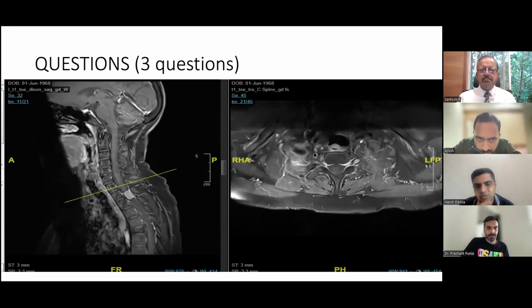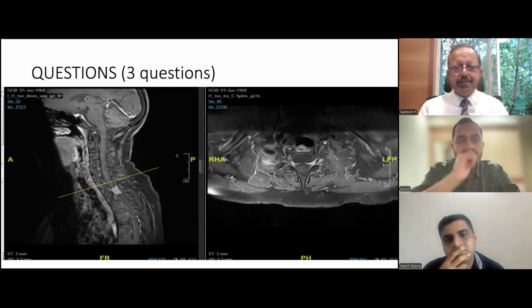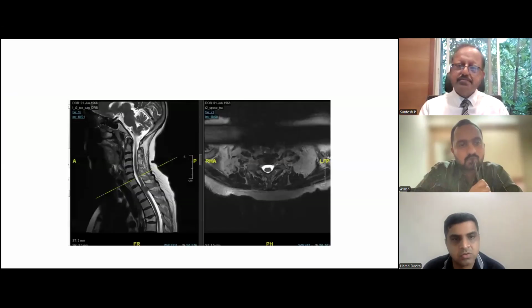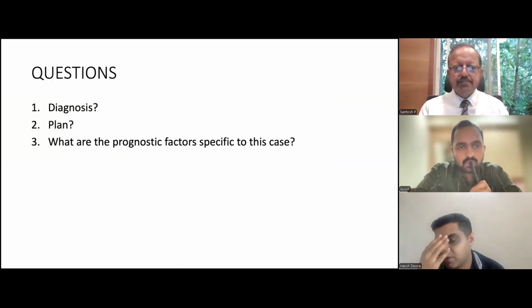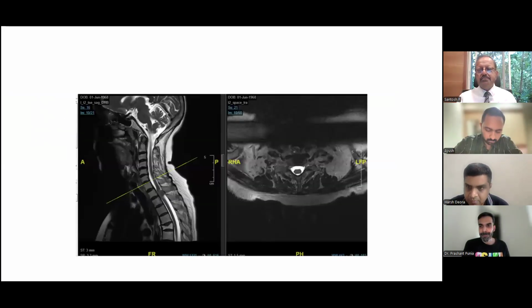The question still remains, what is the diagnosis? It's most probably a meningioma, sir. Fine. So, if it is a meningioma, what is your plan for this case? Sir, excision of the tumor, sir.